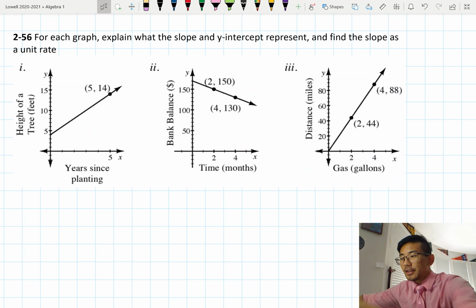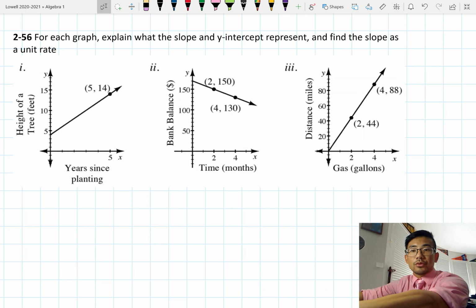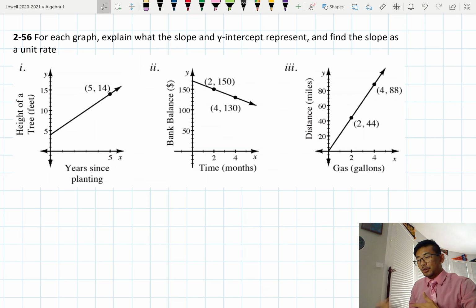Hi again, everyone. So in this video, we're going to take a look at this example problem, which will have us find the slope and the y-intercept and also interpret what they actually mean. And we'll also get some practice with defining units and identifying a slope as a unit rate.